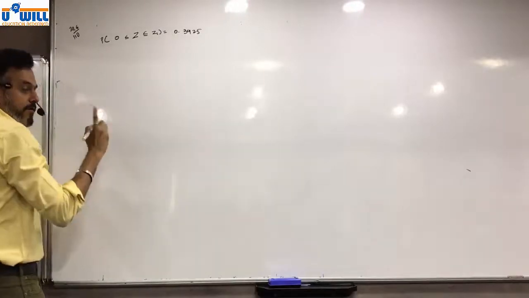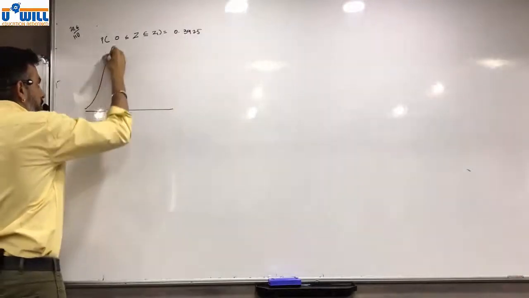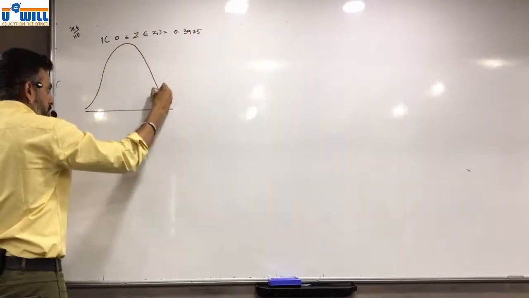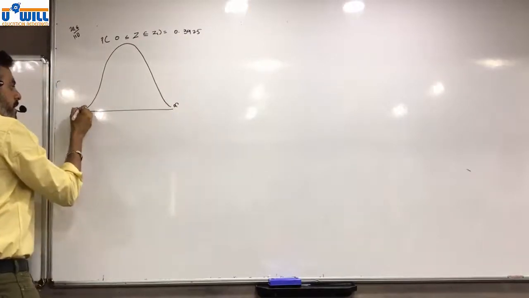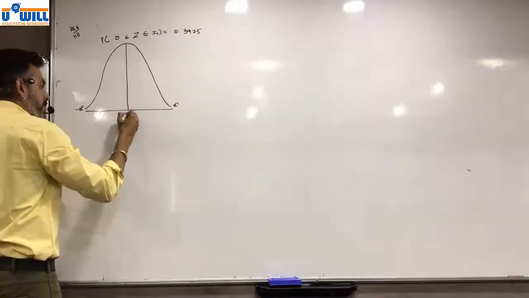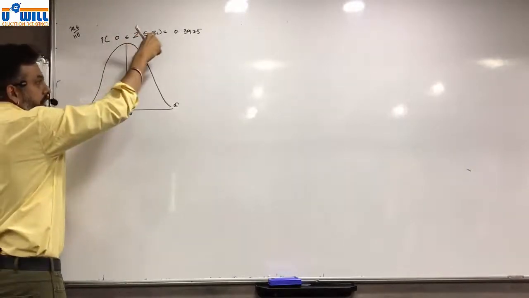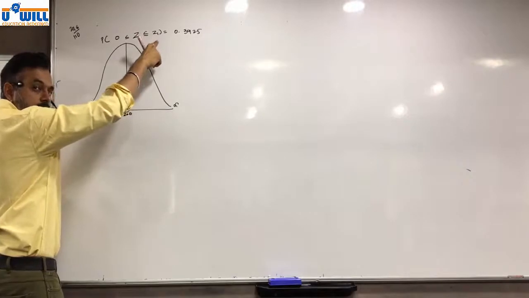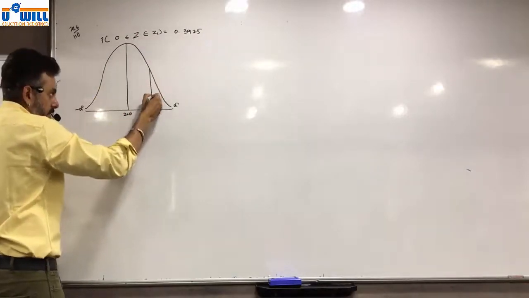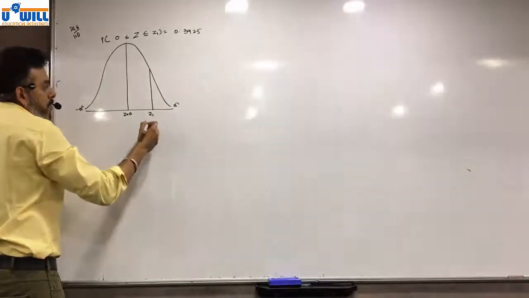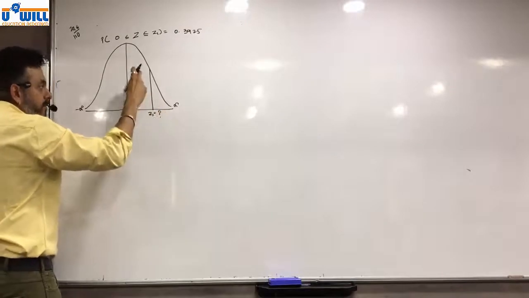So first step is we have to draw a bell-shaped curve. Infinity and minus infinity. Z is equal to 0. Now it is 0 to z1, positive. So which side? Right hand side. So we'll take over here z1. Now this is what we have to find.